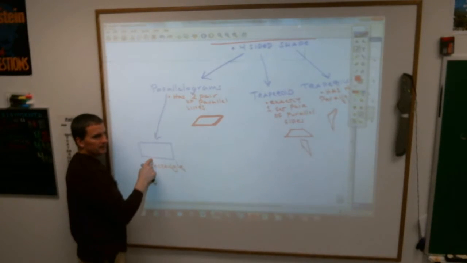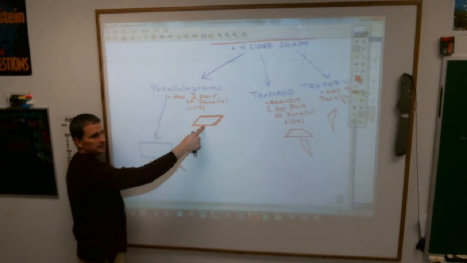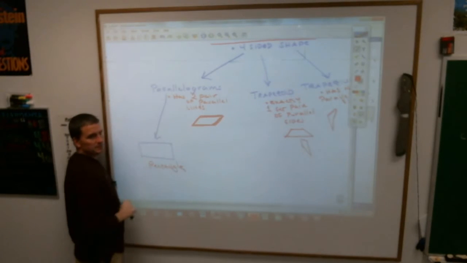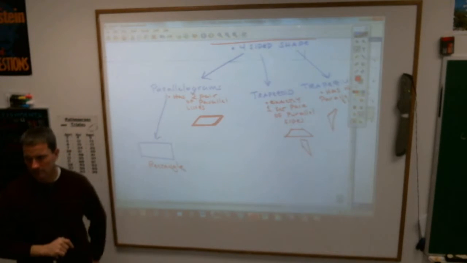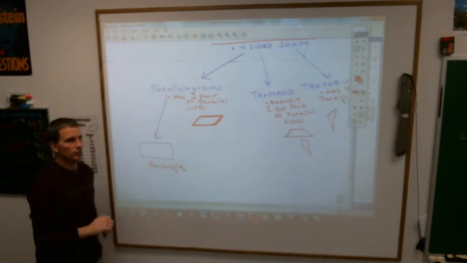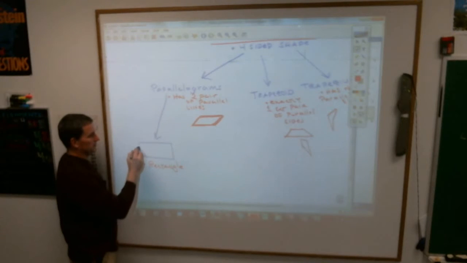Matt? The top and the bottom line are longer than the two sides. Yeah, so are these though. Top and bottom longer than the two sides. That doesn't make it special. Oh boy, Lauren! Oh boy. I'll have to give you a little hint here.